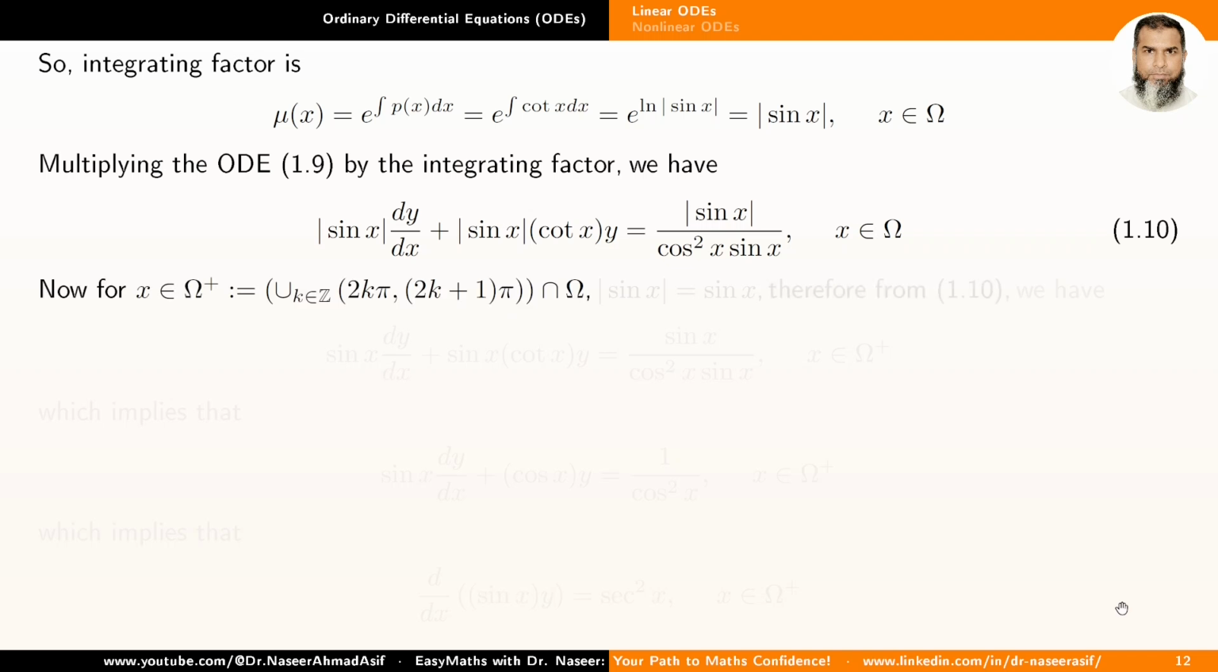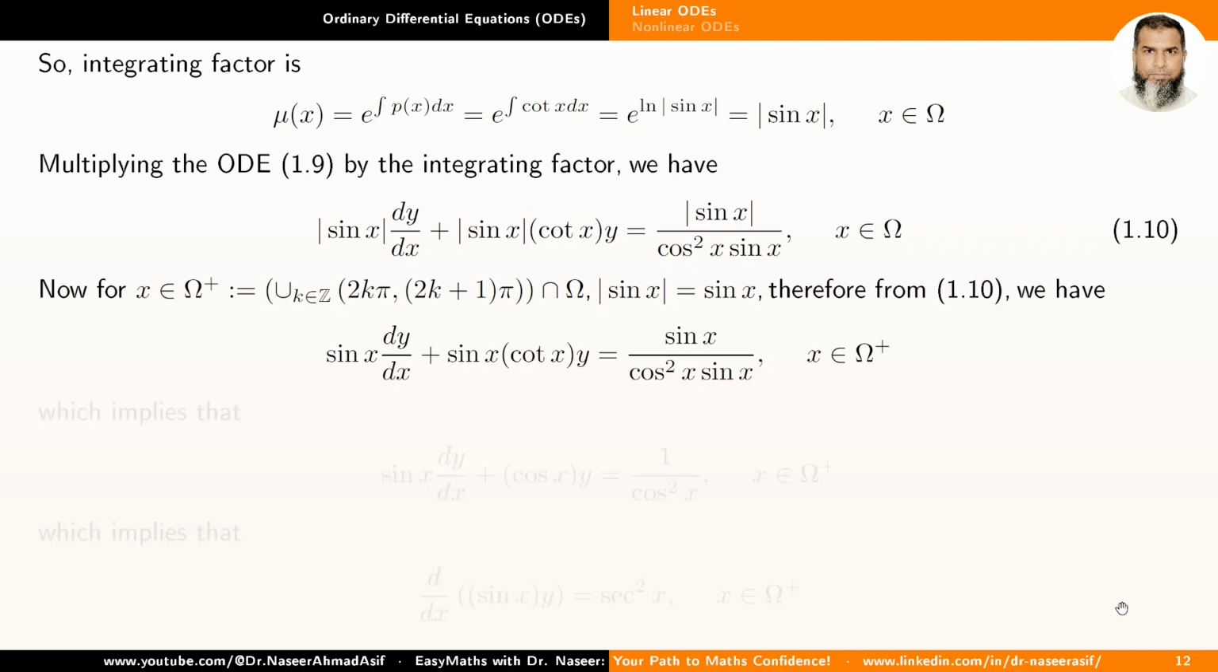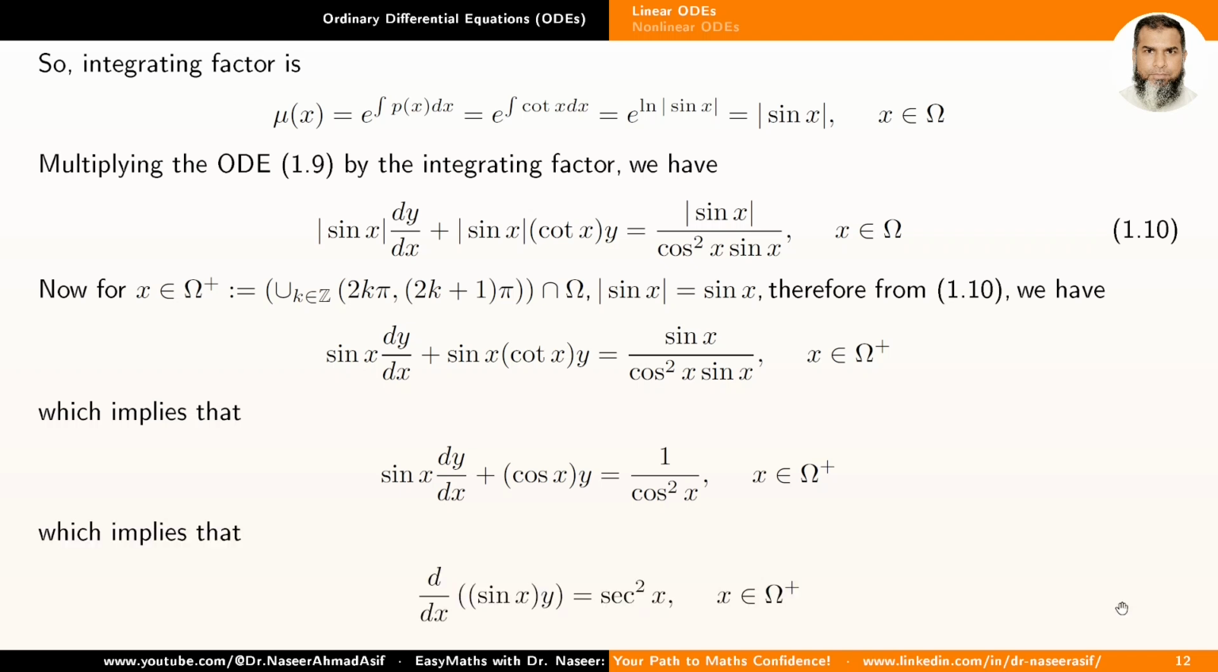Now for Ω plus, which is defined as the union over k belonging to Z of the open interval (2kπ, (2k+1)π) intersection with Ω, |sin x| is equal to sin x. Therefore from 1.10 we have sin x dy/dx plus sin x cot x y is equal to sin x over cos²x sin x, with x belonging to Ω plus. So we have sin x dy/dx plus cos x into y is equal to 1 over cos²x. Well, this can be expressed as d/dx of sin x into y is equal to sec²x, where x belongs to Ω plus.